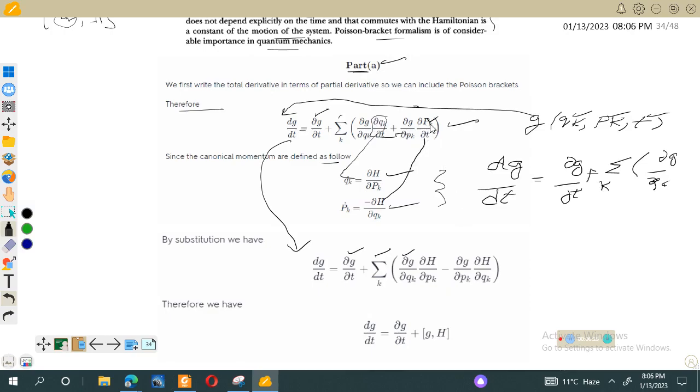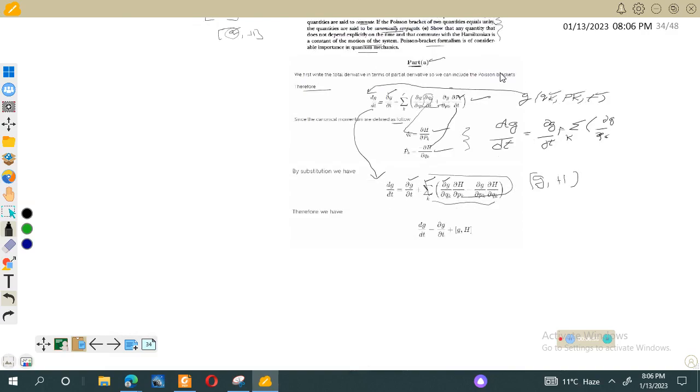Okay, and partial pk over partial t is pk dot, which is equal to minus partial h over partial q. So just replace this with this term. Then dg over dt is equal to partial g over partial t plus this whole term, which is given in the question. If you look back at the question, this is just the commutation of q, g and h. So you can see back from the question.